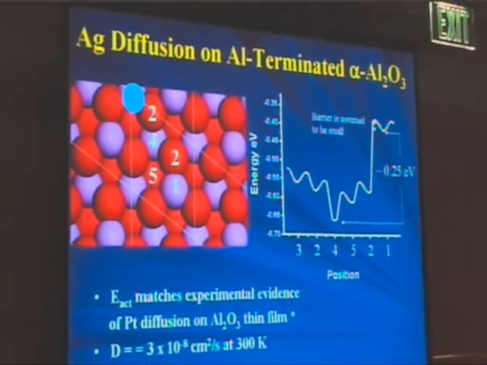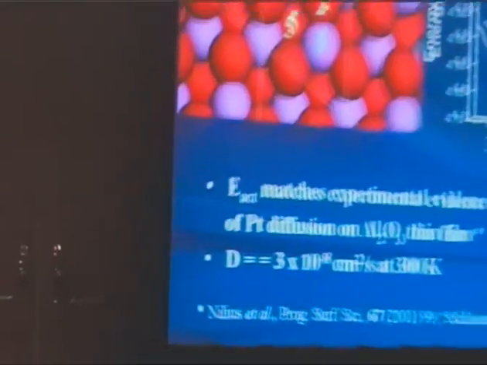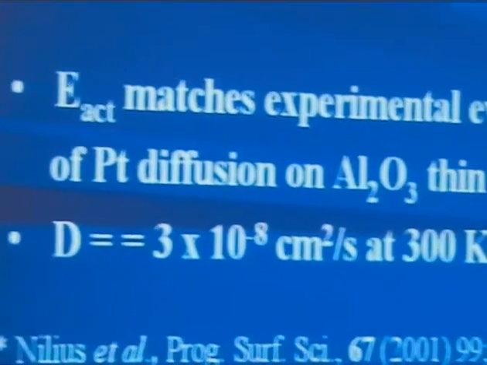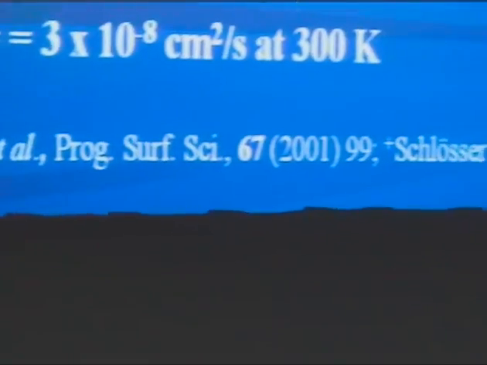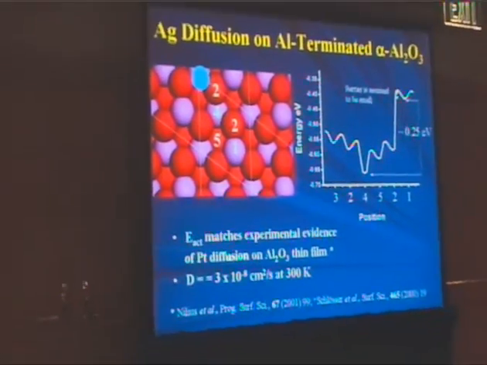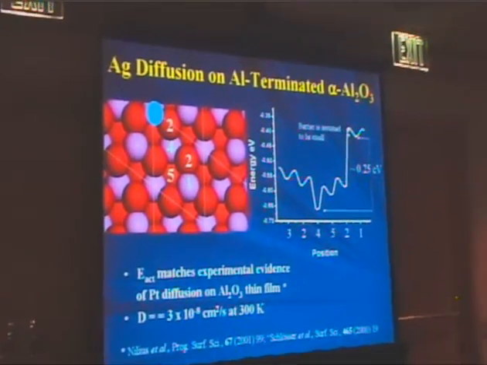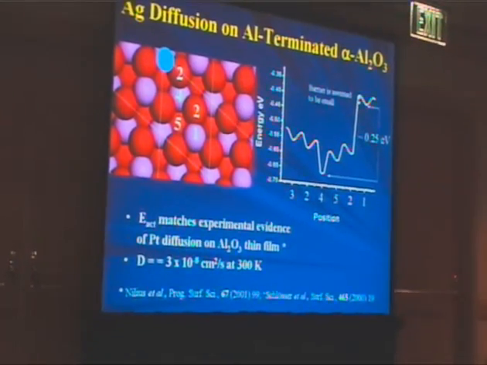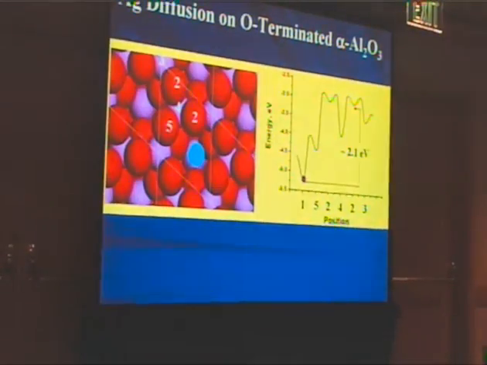So under UHV-like conditions, if you've got exposed aluminum, these things move quite readily if they ultimately find the support in this way. We get diffusivities that are on the order of 3 times 10 to the minus 8, and this matches some nice work that was done in the literature looking at platinum diffusion and the diffusion coefficients that they measured there for exposed aluminum surfaces.